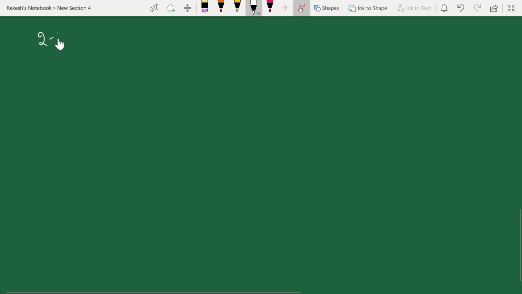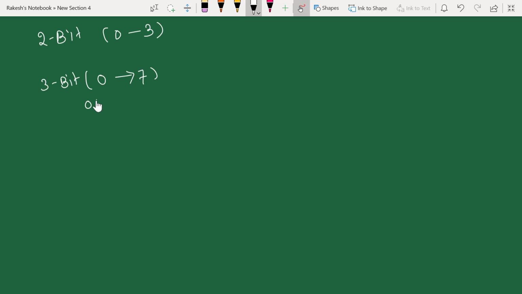In the case of a 2-bit counter, we are able to count 0 to 3, but in real time we may need to count more than that. So let's take the 3-bit counter. A 3-bit counter means it can count from 0 to 7, that means all zeros to all ones. You need to store 3 bits, which means you require 3 flip-flops.